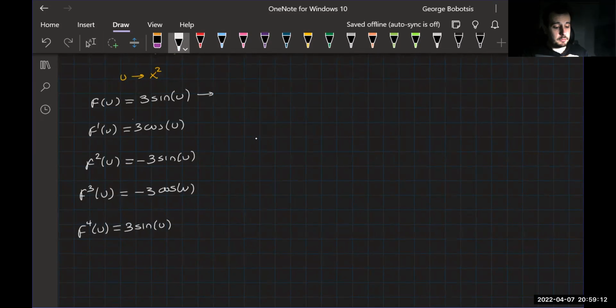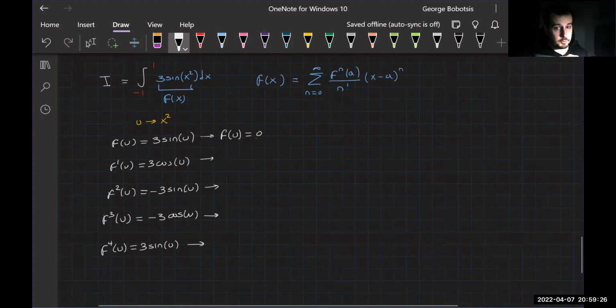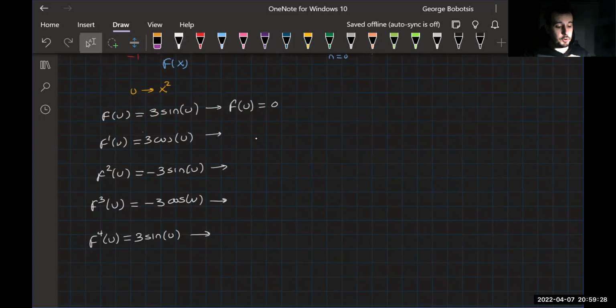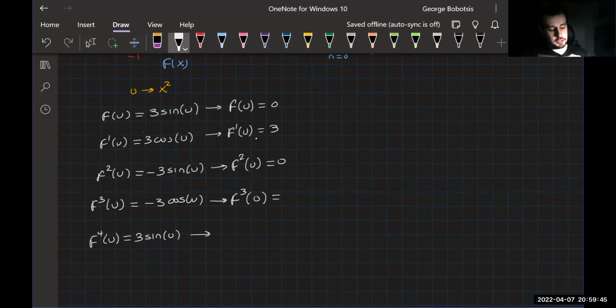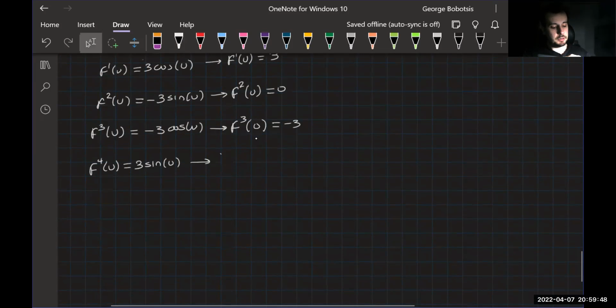If you plug in a value of 0 now to do the Maclaurin series, centered at 0, the original, 3 times sine of 0, is 0. The second term, though, f prime of 0, is 3 times cos of 0, which is 3. And the pattern continues, right? So this here is going to be 0, this here is going to be negative 3, and the next one is going to be 0, and so on and so forth.